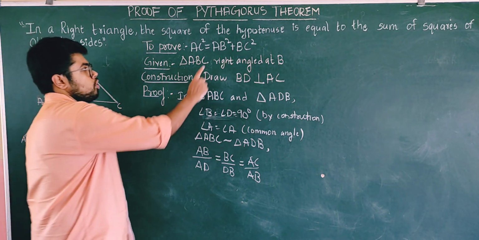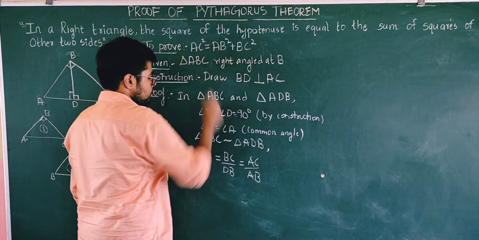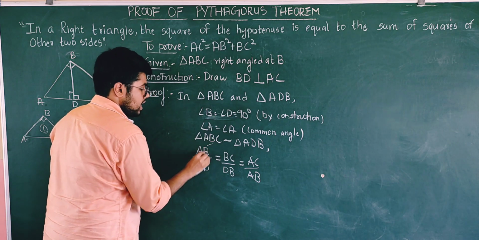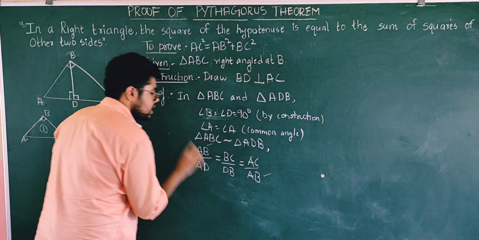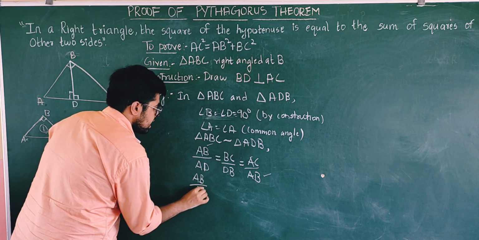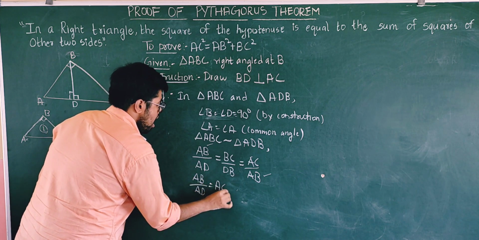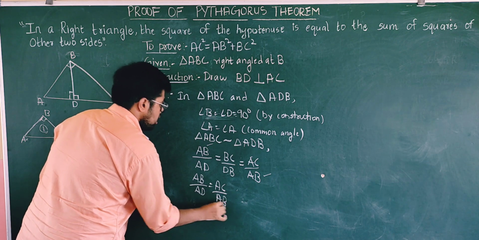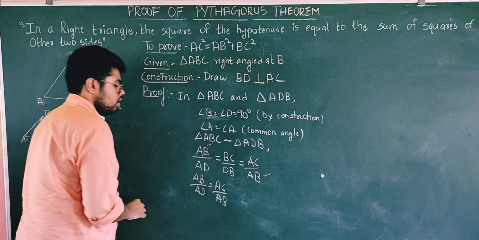Why? See, in the proof I want to get AB square. If you see here, one AB is there, and here there is one AB. I will just take both, AB by AD, and AC by AB. Now I will just cross multiply. We have to cross multiply.